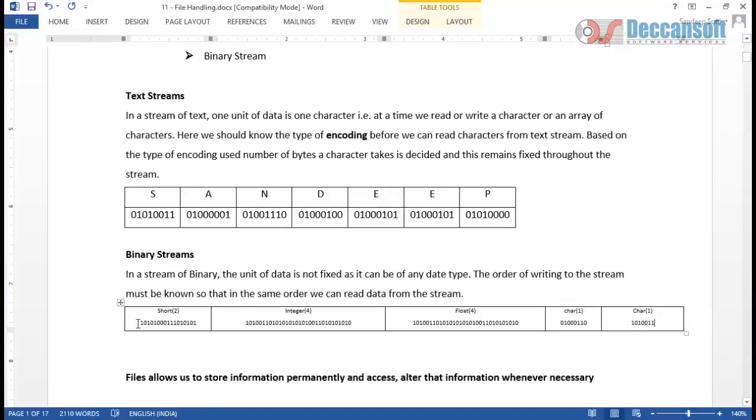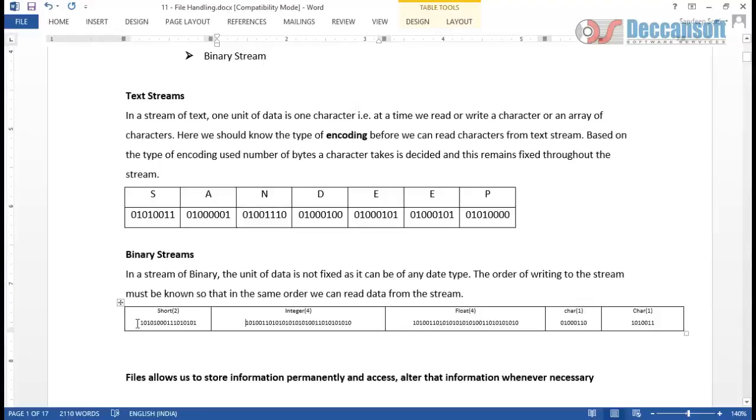So if I am storing data such that in a file we can have any kind of data, not just necessarily characters, then such a stream is referred to as a binary stream. Now when we are saving data in a binary stream, what is very important is the order in which we are writing; in the same order we are actually supposed to read.